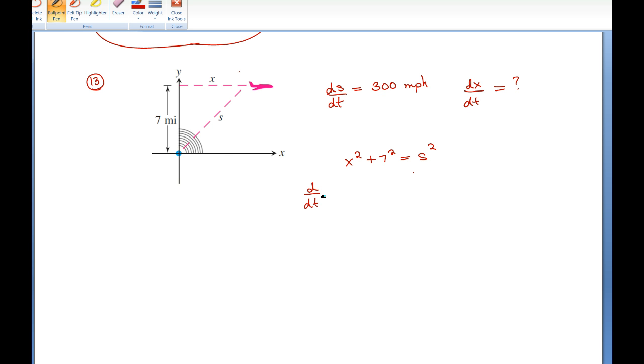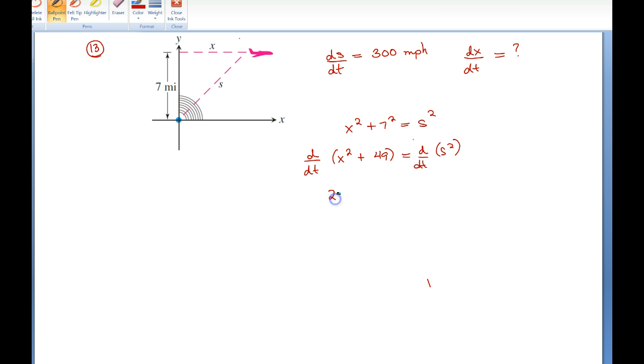Obviously there's going to be some fluctuation, but for practical purposes we're just going to assume it's constant. The only thing we could plug in is the 7. So we get 2x dx/dt. What happens when I do the derivative of 49? 0. And then we get 2s ds/dt. So the 2's cancel. It doesn't really matter, I can cross out the 2.